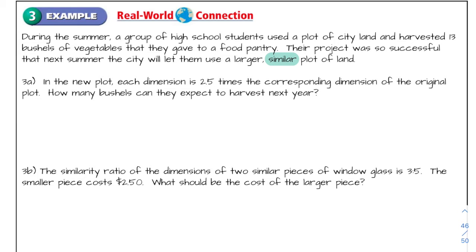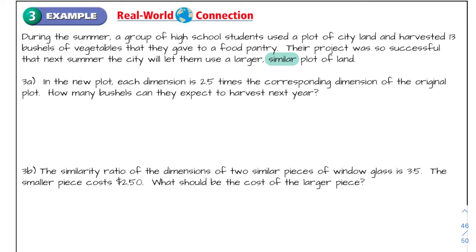So it looks like they used a plot of city land and harvested 13 bushels of vegetables that they gave to a local food pantry. The project was so successful that next summer the city will let them use a larger similar plot of land. In the new plot, each dimension is 2.5 times the corresponding dimension of the original plot. How many bushels can they expect to harvest?